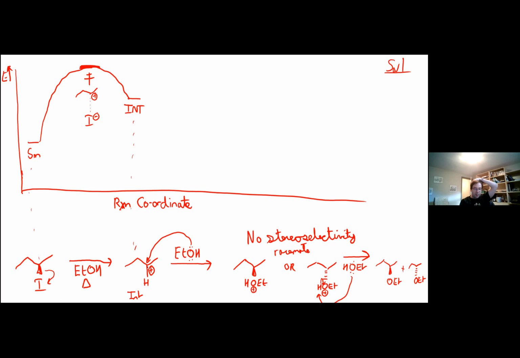How is this flat? It's got an empty p orbital. Just that carbon is flat. My p orbital is right where my arrow is.